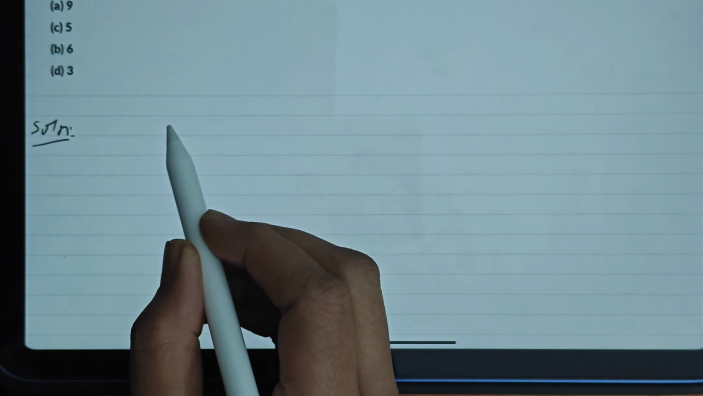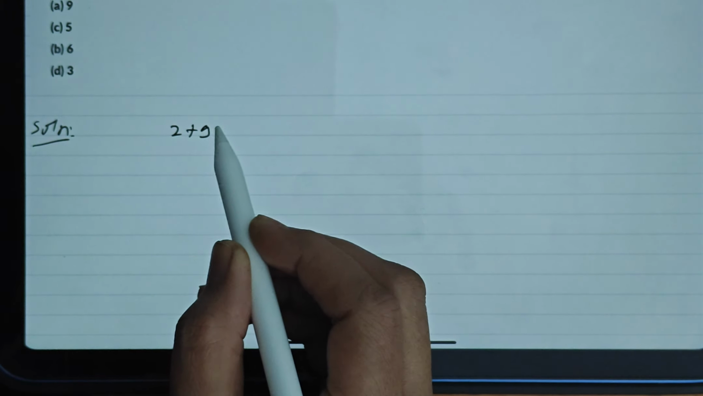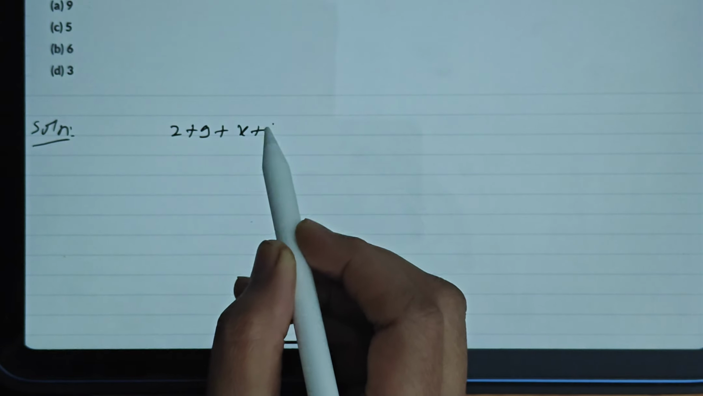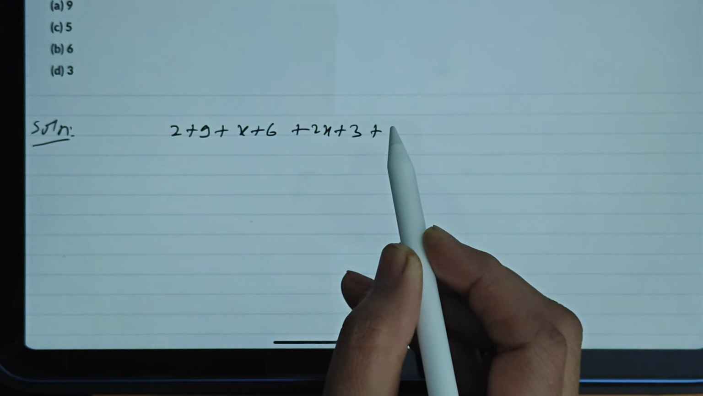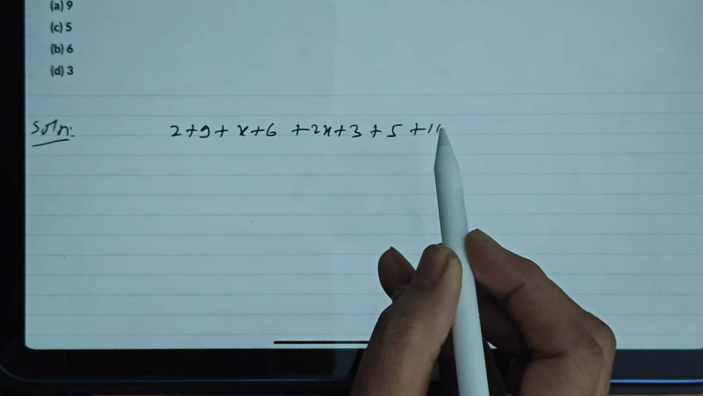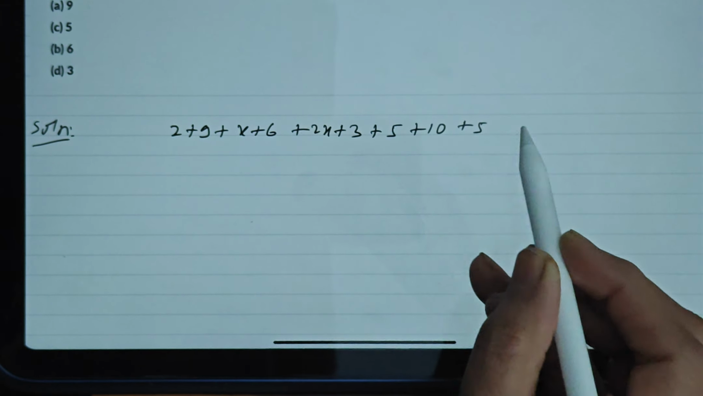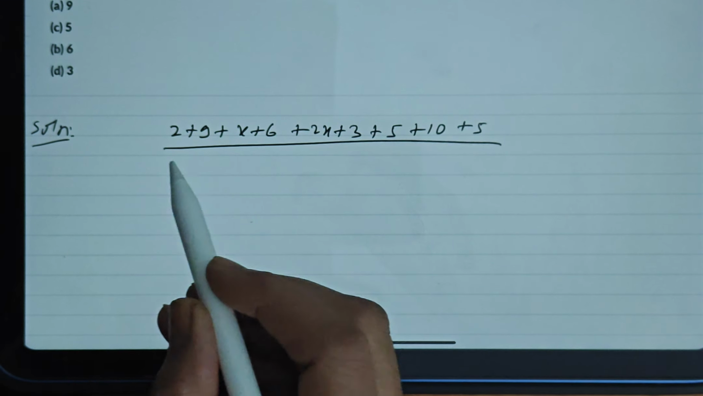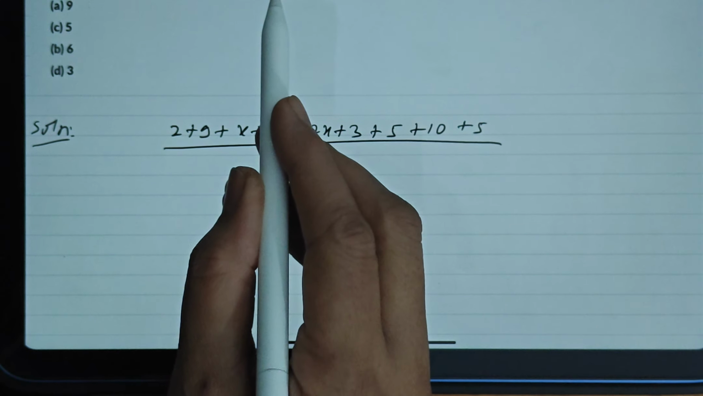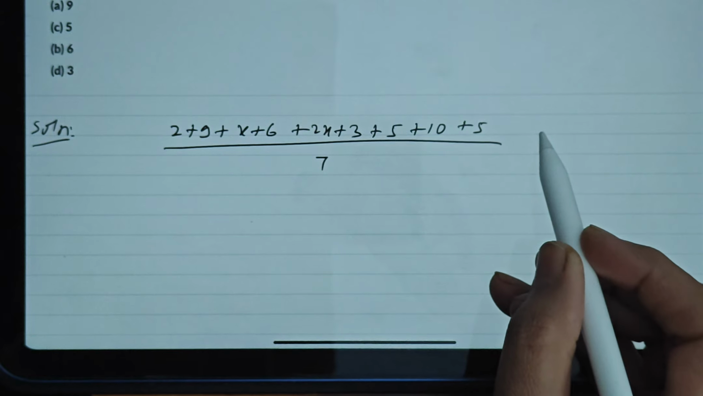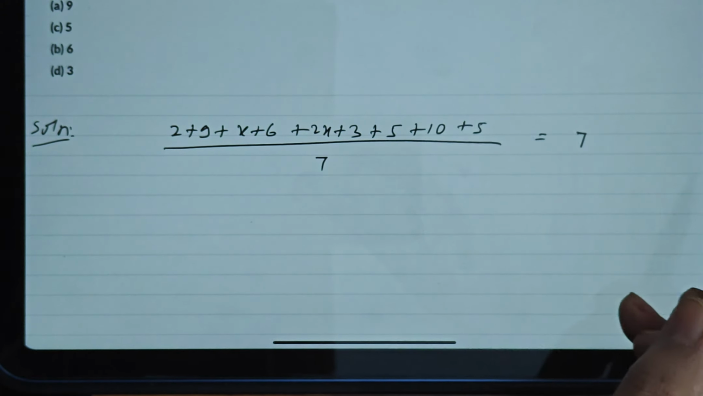So how to write? 2 plus 9 plus x plus 6 plus 2x plus 3 plus 5 plus 10 plus 5, divided by the number of terms. How many terms are there? 1, 2, 3, 4, 5, 6, 7 terms are there, so divided by 7, and the mean is 7. You have to find the value of x.